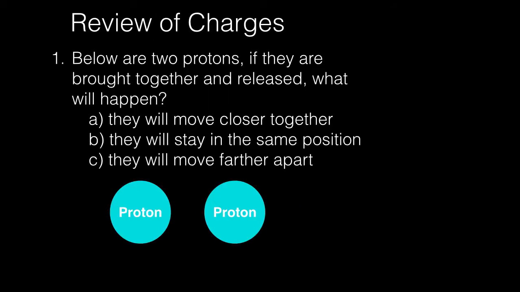If we look at this first problem, it says below are two protons. If they are brought together and released, what would happen? If we remember, a proton has a positive charge. So if you bring two positive charges together and release them, what would happen? Because they are the same charge, like charges repel each other. So they will move further apart, and their motion would be something like this. The answer here is they will move farther apart. Again, like charges repel each other.